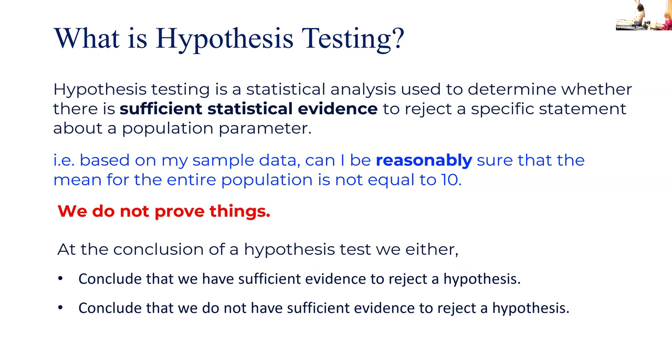And at the conclusion of a hypothesis test, we either conclude that we have sufficient evidence to reject a hypothesis. So based on my sample, and how I understand probability to work, I don't think this reasonably will be this null hypothesis, so I'm going to reject it. Or I can say that I don't have sufficient evidence to reject it. I'm not saying that therefore it's true. Not rejecting a hypothesis is not the same as saying that hypothesis is now true. That's an important statement to make.